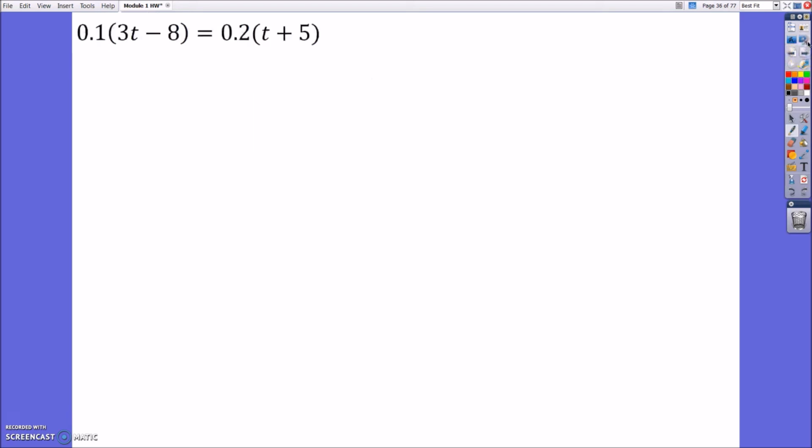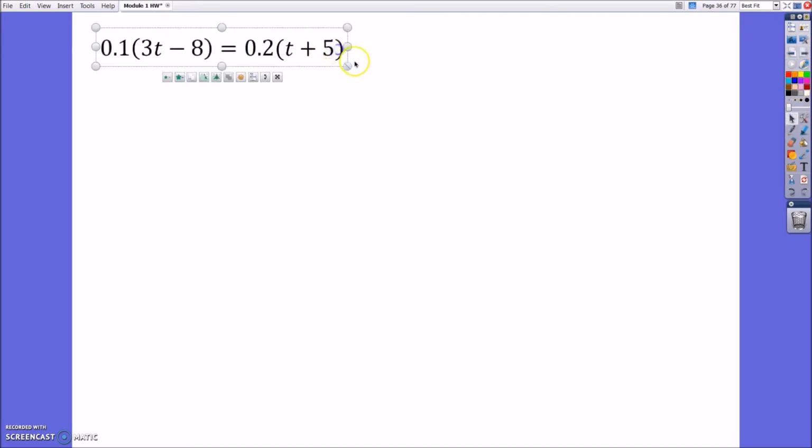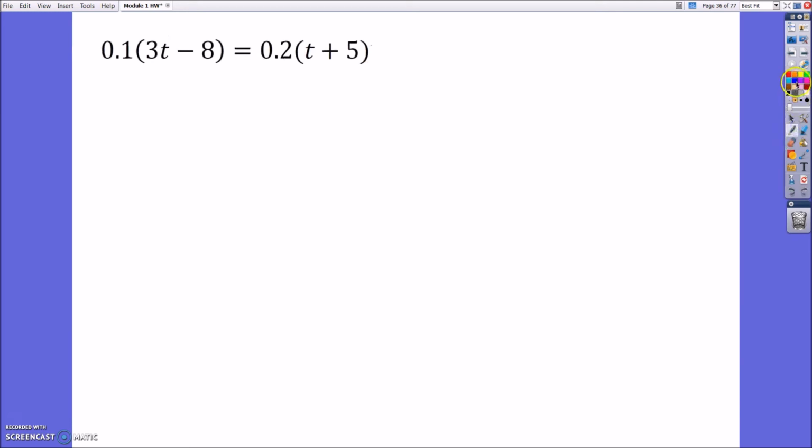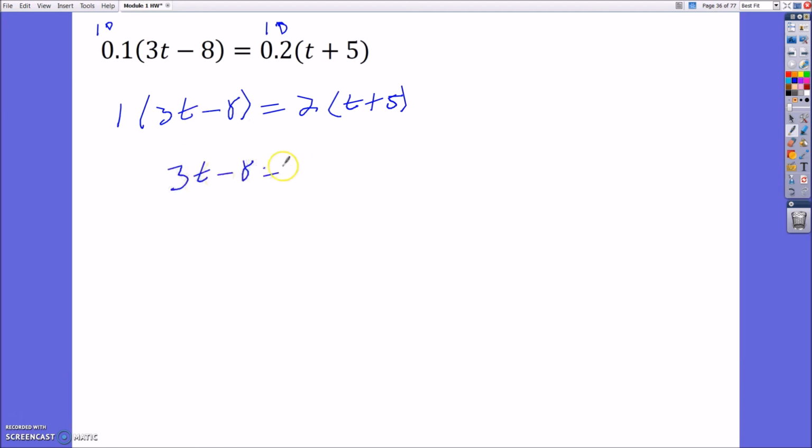All right, let's look at the next one. Before I even begin, I don't like dealing with these decimals, so I'm going to multiply each side by 10. When I multiply each term by 10, I'm going to get 1 times 3t minus 8 is equal to, let me back up, 2 times t plus 5. Then when I distribute, I'm going to have 3t minus 8 is equal to 2t plus 10.